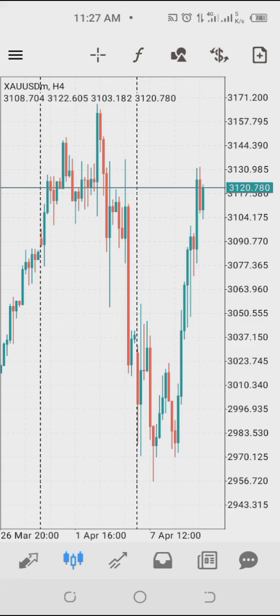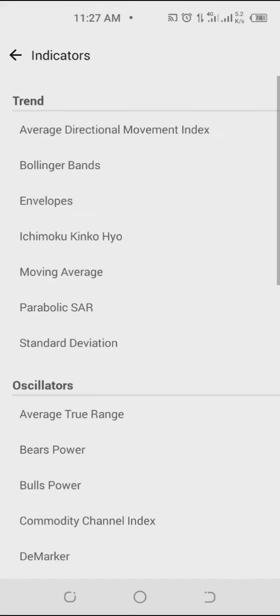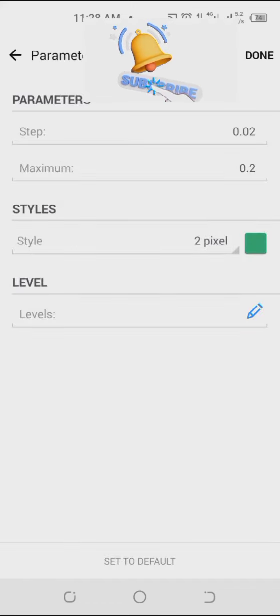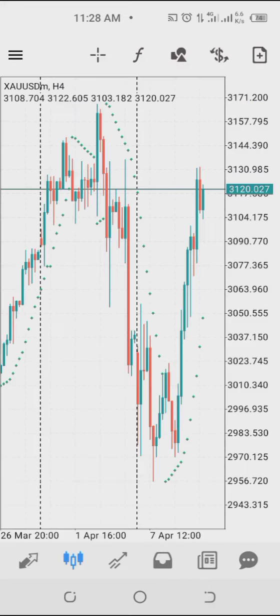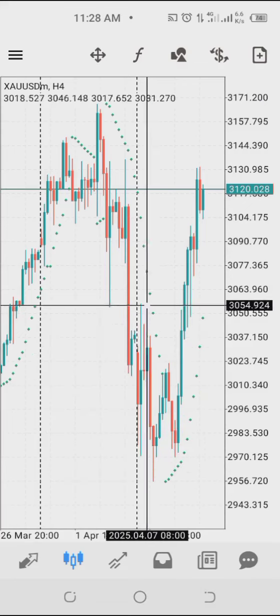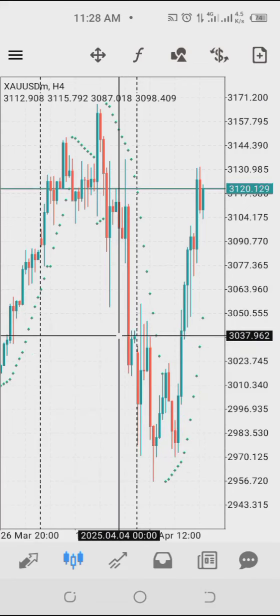So today we're going to be making use of indicators like the parabolic SAR. Let me add it to the chart. We're going to be making use of the default parameters you see there: step 0.02, maximum 0.2. For style I'm using green, but you can use any color of your choice. That's not important, but just ensure that you have the step and the maximum correct. The dots imprinted on your screen are what we call the parabolic SAR.